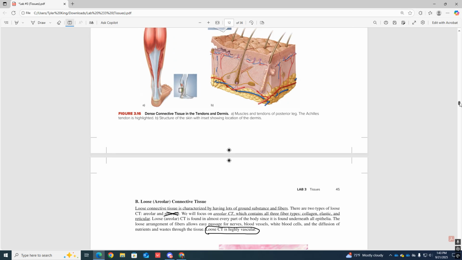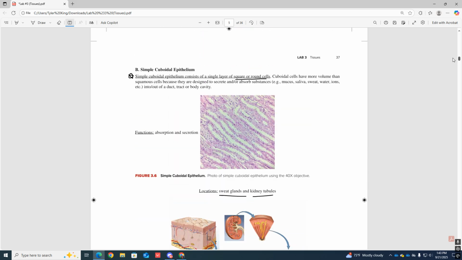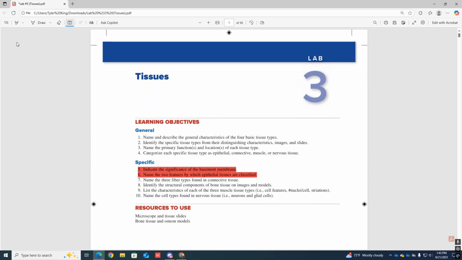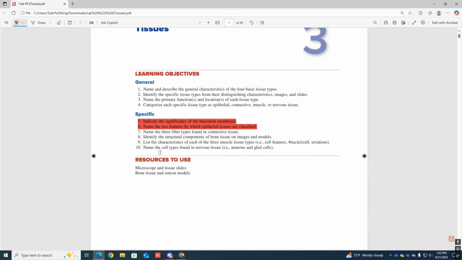Okay. Oh my goodness. Well, that was a lot. Okay, so that is 13 different types of tissues down. We're still not done yet, guys. We still got just a little bit more to go, okay? So name 3 fiber types found in connective tissue. We for sure did that, okay? For sure did that. All right. Identify the structural components of bone tissue. All right, we talked about that, like osteons, stuff like that, okay?